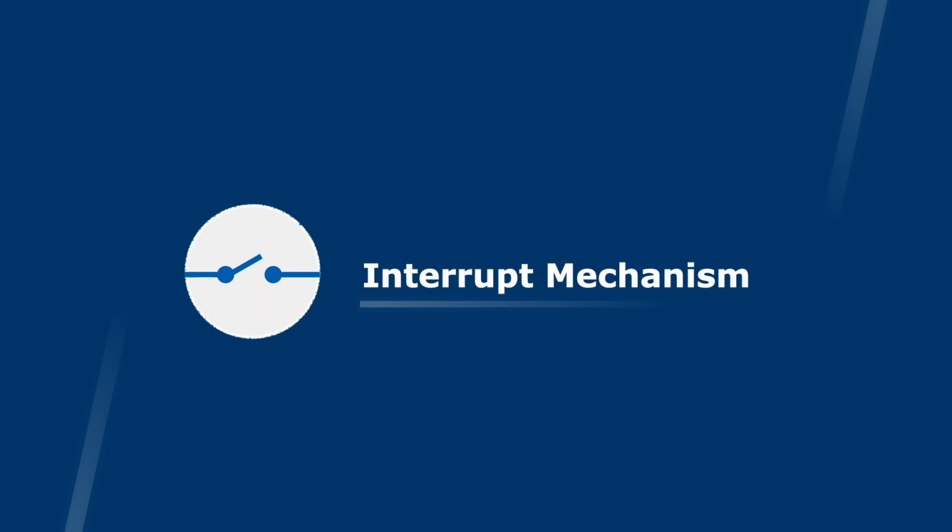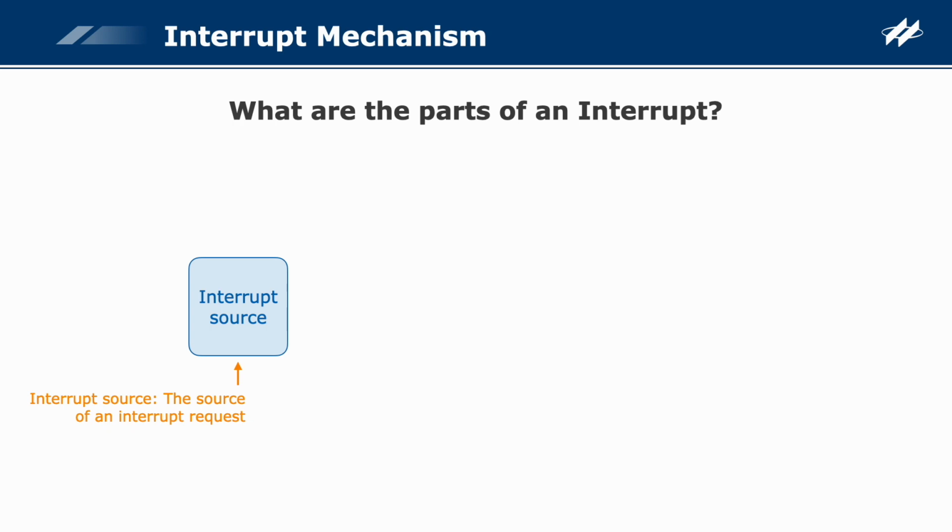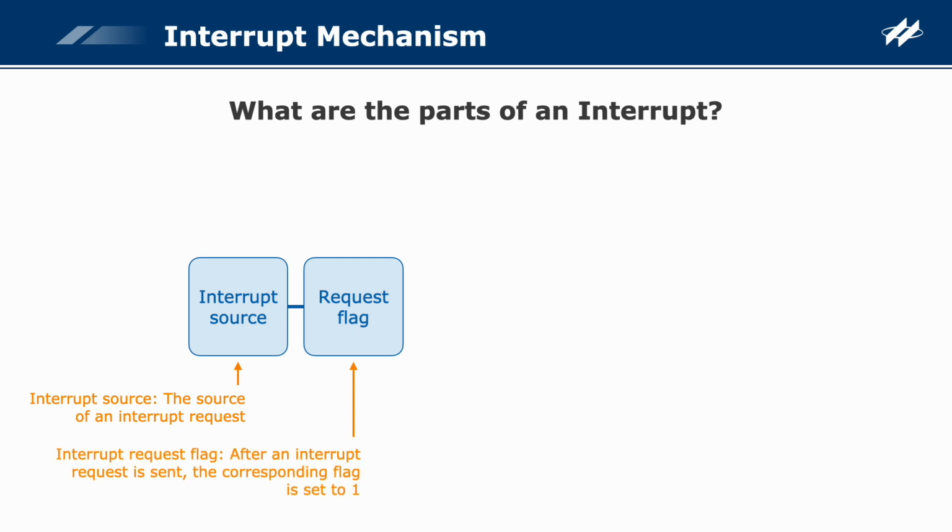Interrupt mechanism. Let's learn about the parts of an interrupt. First, the interrupt source is the source that generates the interrupt and sends an interrupt request to the CPU when it needs the CPU service. In order to identify and service different interrupt requests, the interrupt source has its own interrupt request flag. When the interrupt source sends an interrupt request, the corresponding flag will be set to 1.